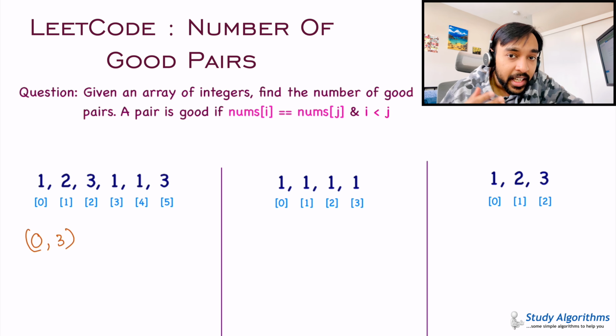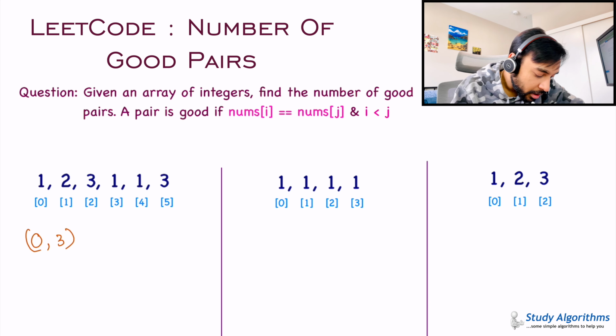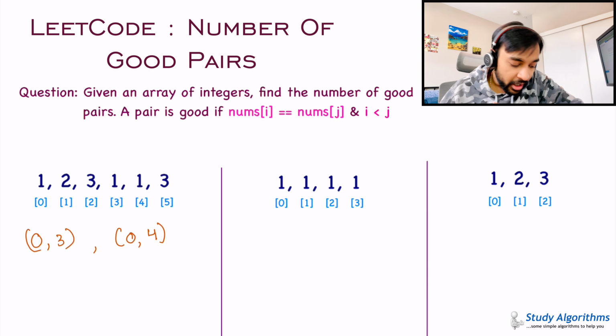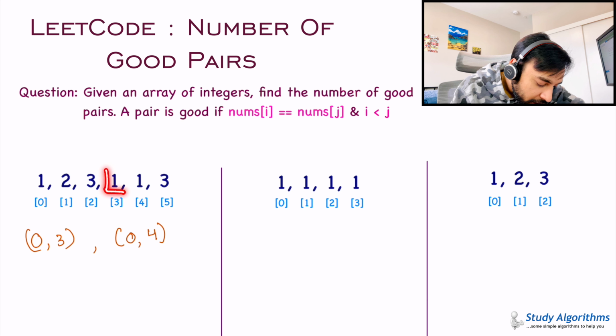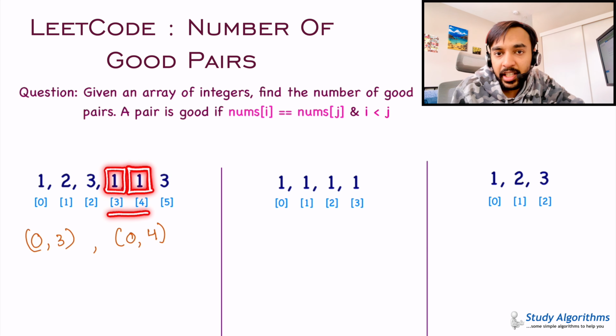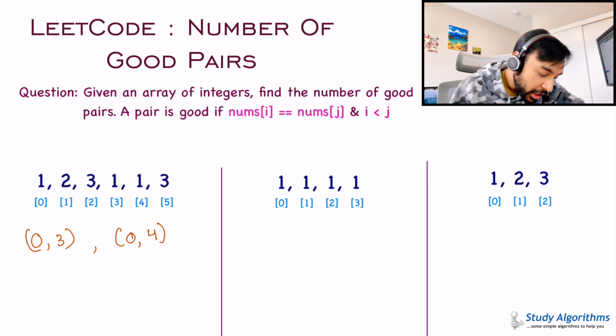Now this array could have more good pairs. You can see a 1 here and a 1 here as well, and the indices are 0 and 4. So this will form another good pair, that is 0, 4. Going forward, you will have one more good pair, that is 1 and 1, and these indices are 3 and 4. So you can easily write down one of the good pairs as 3, 4.